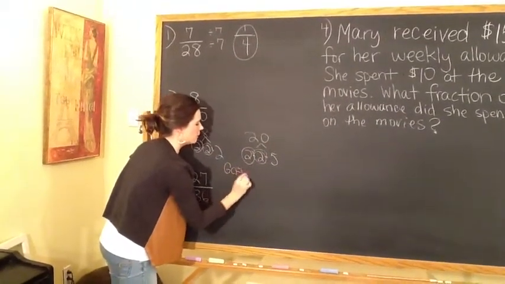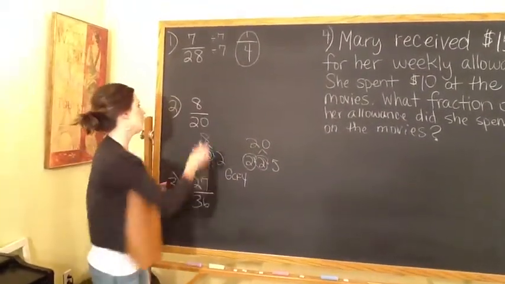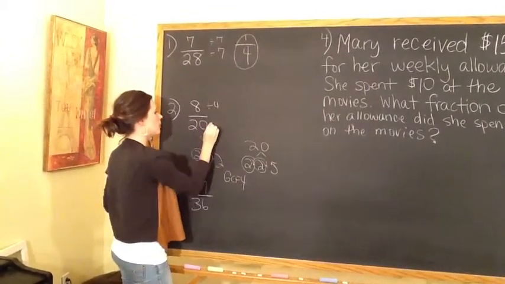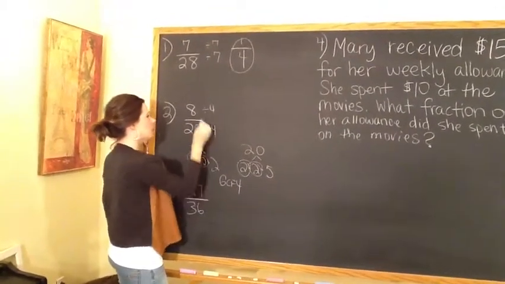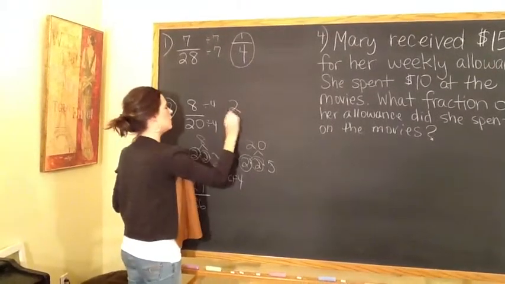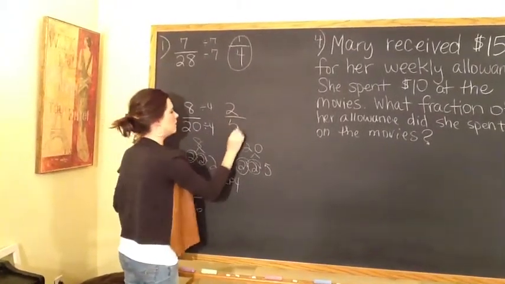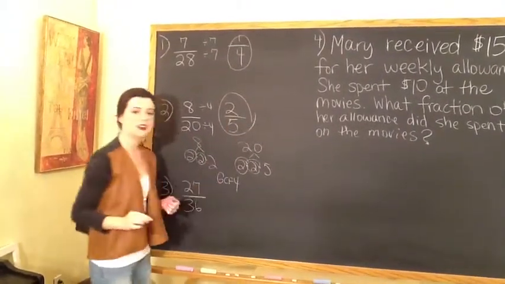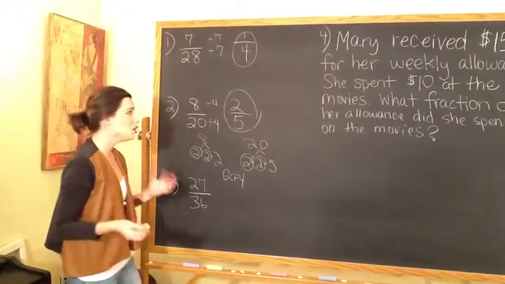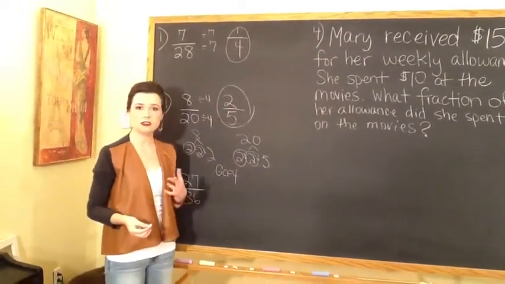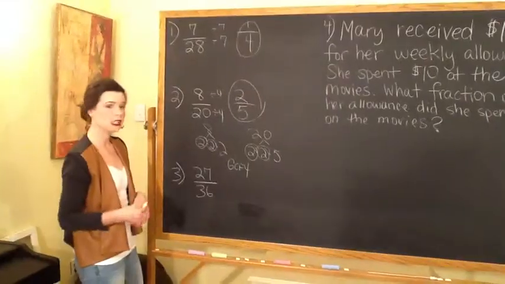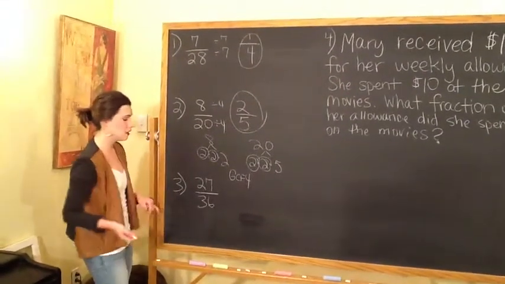So I'm going to take a 4 out of the numerator and a 4 out of the denominator. So 8 divided by 4 gives you 2. 20 divided by 4 gives you 5. So 2/5 is our simplified fraction. And we know it's simplified because 2 and 5 do not have any common factors. Alright, let's look at our last example, or our third example.